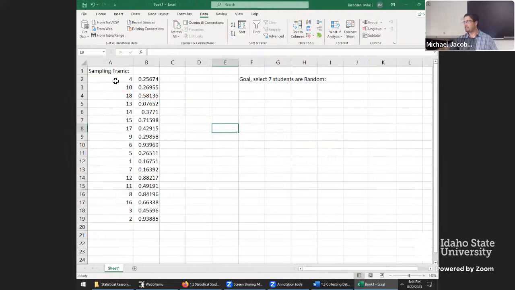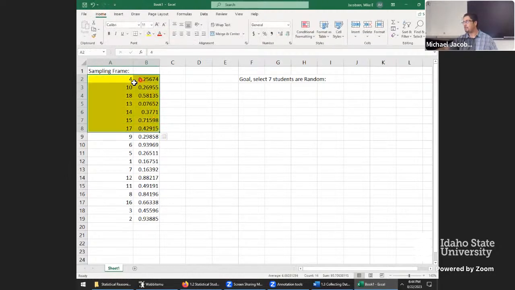And here's our updated list. So I have 1, 2, 3, 4, 5, 6. Well, let me count those better. 1, 2, 3, 4, 5, 6, 7. Those students there are part of my simple random sample. And any grouping of 7 students has the same chance of being part of my sample.